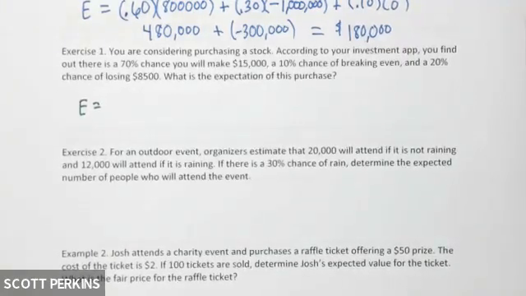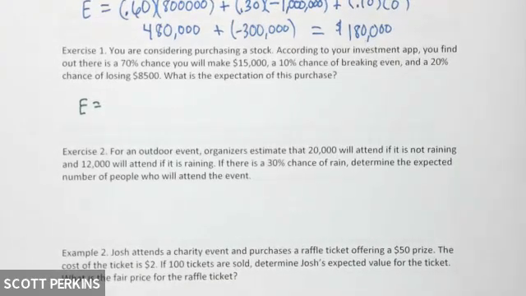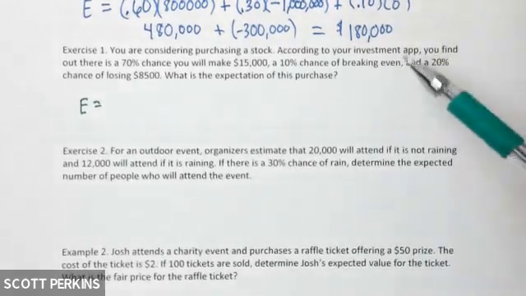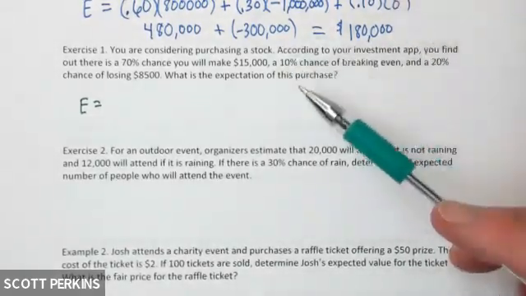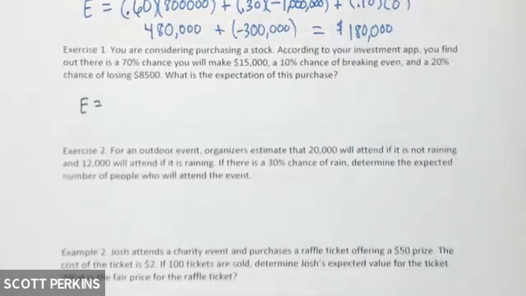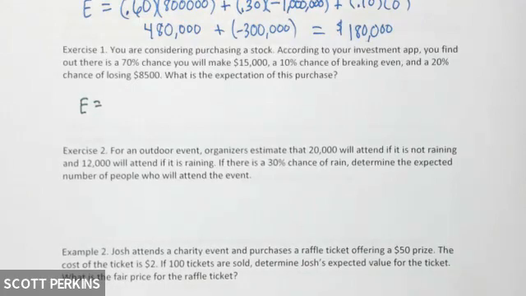All right, so yours is very similar, I just changed the context and the numbers to create a nice simplified example so you could run through this. According to your investment app, you have a 70% chance of making money, a 10% chance of breaking even, and a 20% chance of losing money. So here we go. You can do these three products in any order. If you picked yours in a different order than me, that's totally fine.